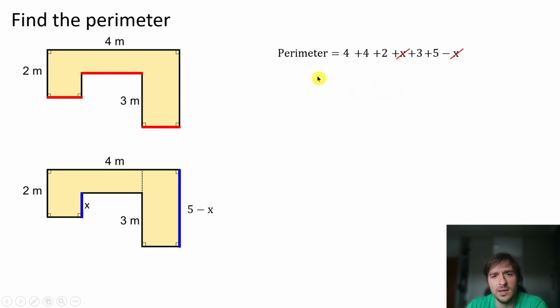Now we just have to make the sum. Perimeter equals 8, 10, 13, 18 meters.